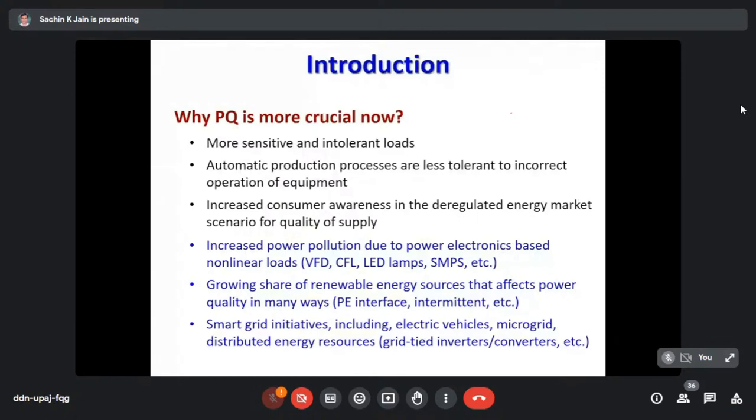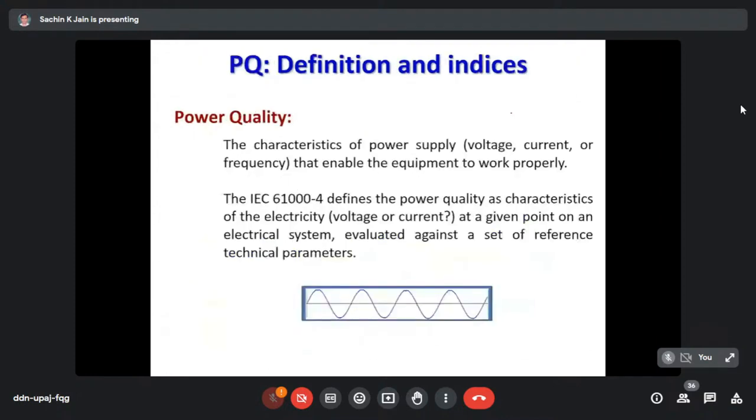So we have increased power pollution due to power electronic based nonlinear loads. So in both ways the power quality has become crucial. Earlier our loads were not sensitive, and the problem of power quality was not that much there. But today the loads or systems are more sensitive, and we have more devices which are polluting our power system. So in both ways it is now a very crucial issue. So let us discuss what power quality is and some terms about it before we enter into the signal processing techniques, starting with the characteristics of power supply.